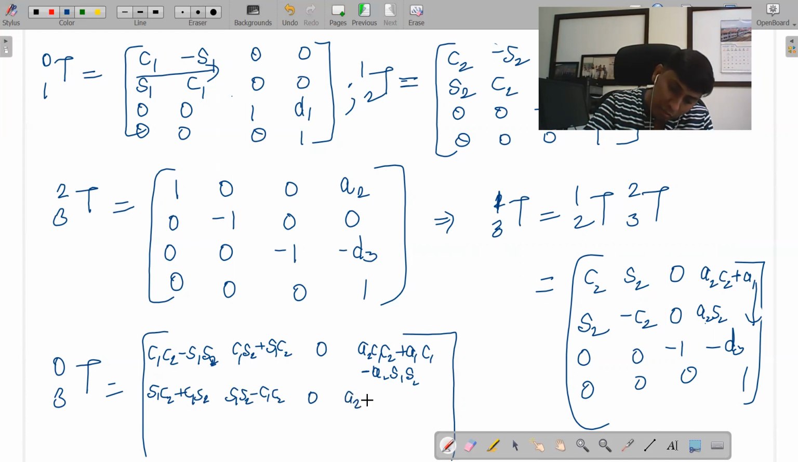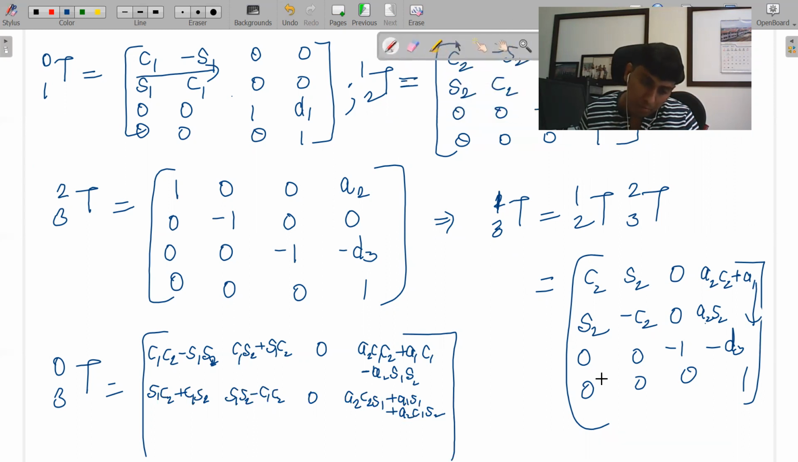So here you can see A2, C2, S1, plus A1, S1. Then you can see plus A2, C1, S2, right? Then you can actually see the final row. So third row, you can see this 0, 0, 1, D1 and here this becomes 0, 0 and it is actually minus 1 and it comes here. You see minus D3 and plus D1 and this is 0, 0, 0, 1.